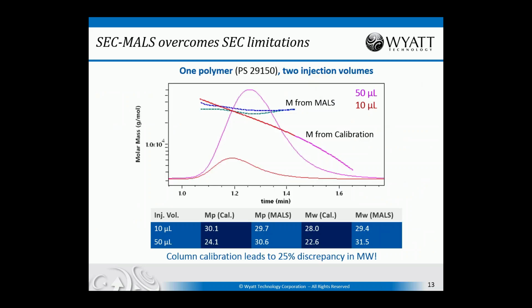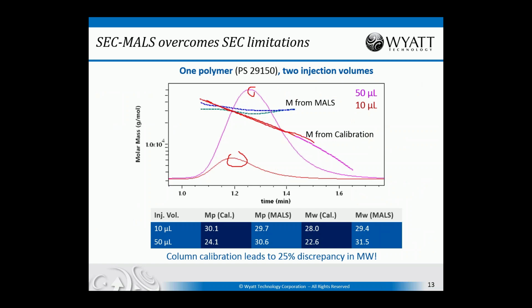Here's another example of where standard GPC fails. This is a single polymer which was injected with two different injection volumes. So 10 microliters down here, 50 microliters up here. You can see that the peaks of these elute at different times, even though they're exactly the same polymer. And so if you were to use the calibration curve, which is this one over here, you would get different MPs and different MWs for these two different polymers.